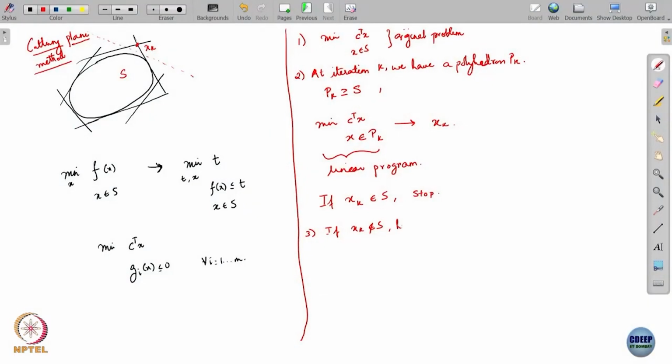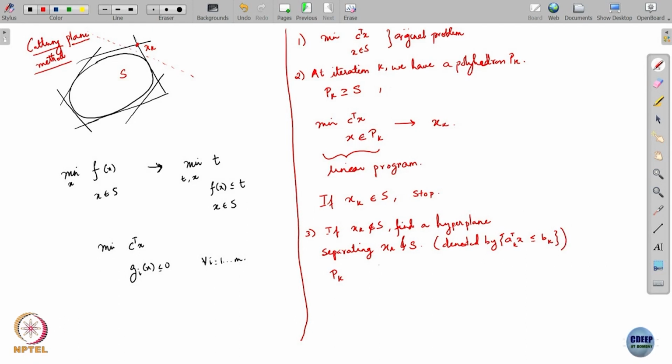So, if x_k is not in S, what one does is find a hyperplane separating x_k and S, okay, and then define P_k, say, denoted by A_k transpose x less than or equal to b_k. Okay. So, suppose this is your hyperplane.